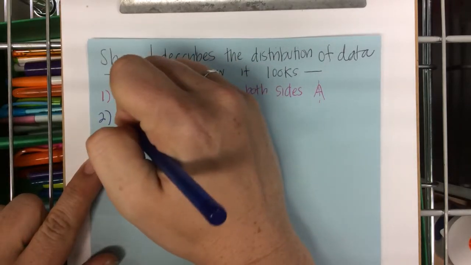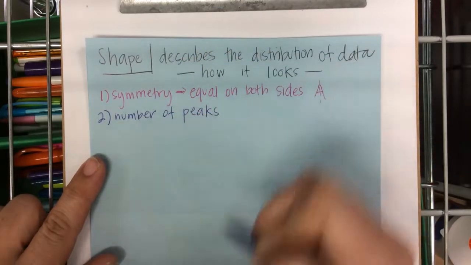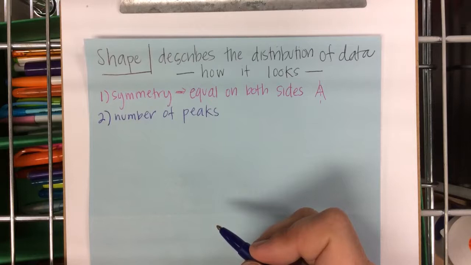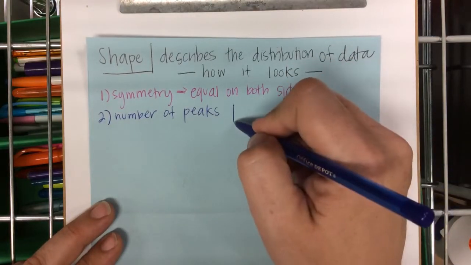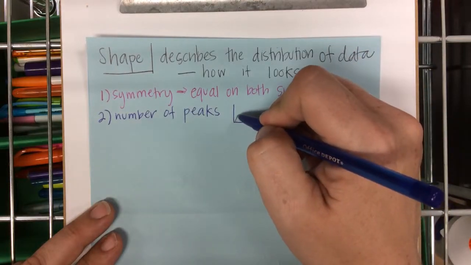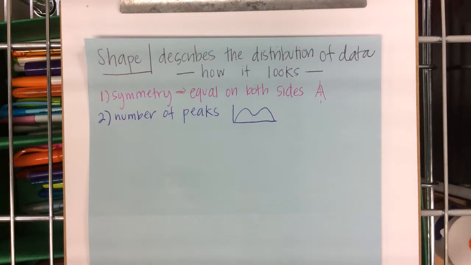Sometimes you can look at the number of peaks. And you can make an inference from that. So like here's a graph. It doesn't have to be perfect. But what can you tell me about the number of peaks in this graph? Don't overthink it. Zach, what? There's 2 peaks.